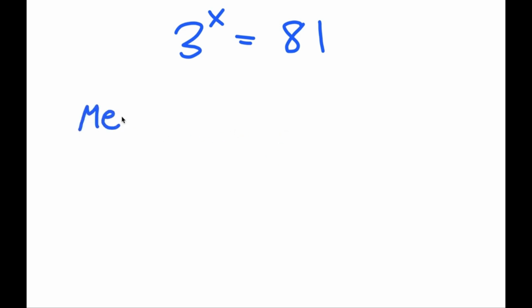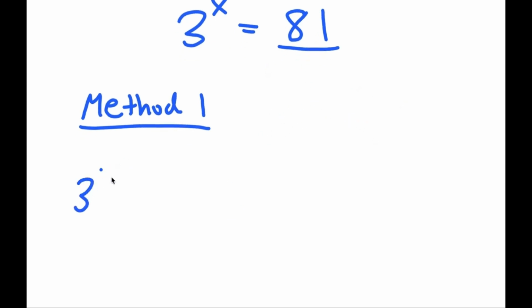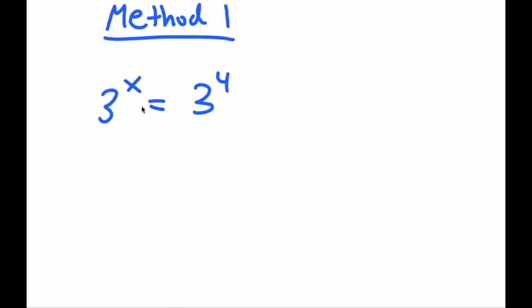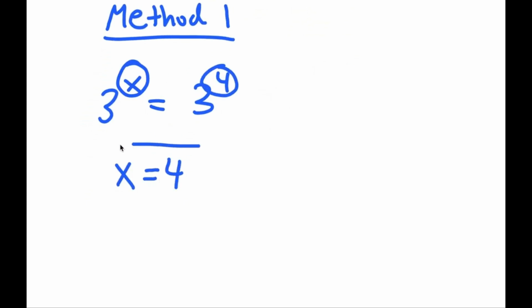So method 1, this is a method that we can use for this one because we can rewrite 81 as a base of 3. If we couldn't, then we would have to use method 2. So that's why I'm asking you guys to stick for method 2. But for method 1, I'm going to rewrite 81 as 3 to the power of 4. So we can rewrite 81 as a power of 3. And now this just means that x is equal to 4. So it's as simple as that.